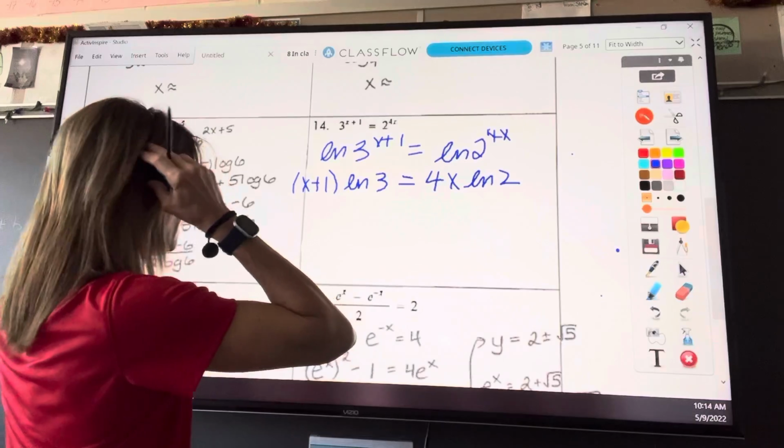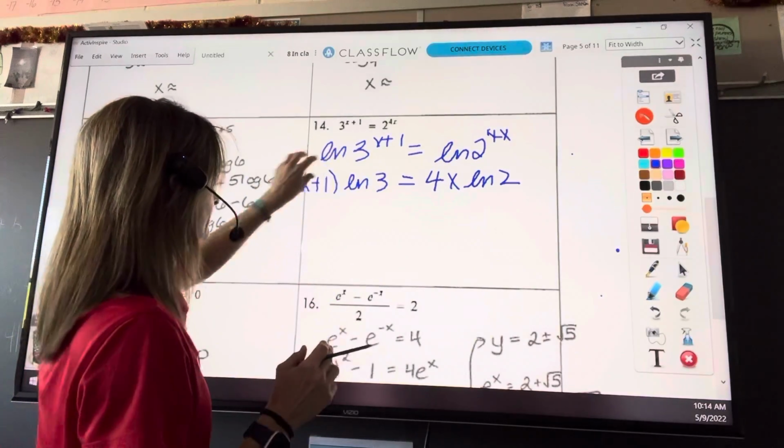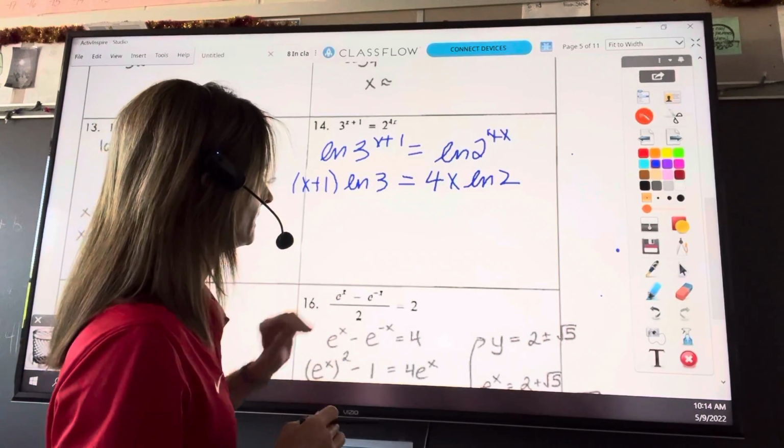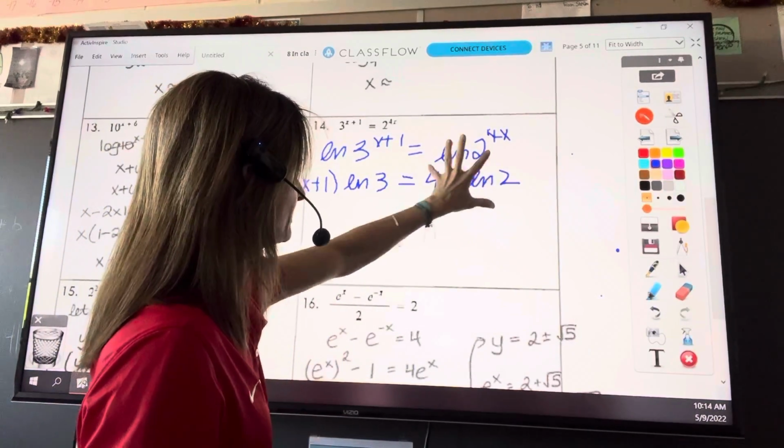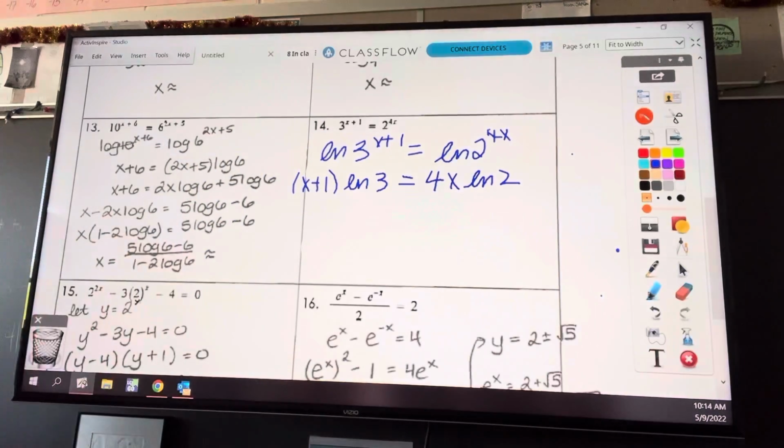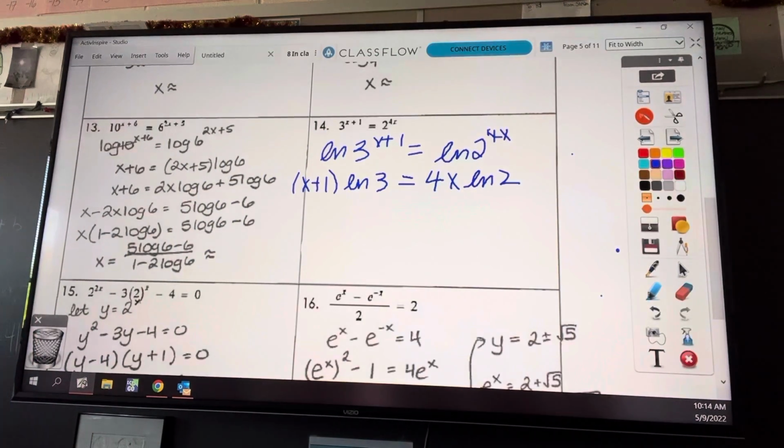Now we have a number being multiplied by the quantity x plus 1, so we're going to distribute this number to the x and to the 1. Here, these are being multiplied, so that's just one term. So this becomes x natural log 3 plus 1 times natural log 3, which is just natural log 3, equals 4x natural log 2.